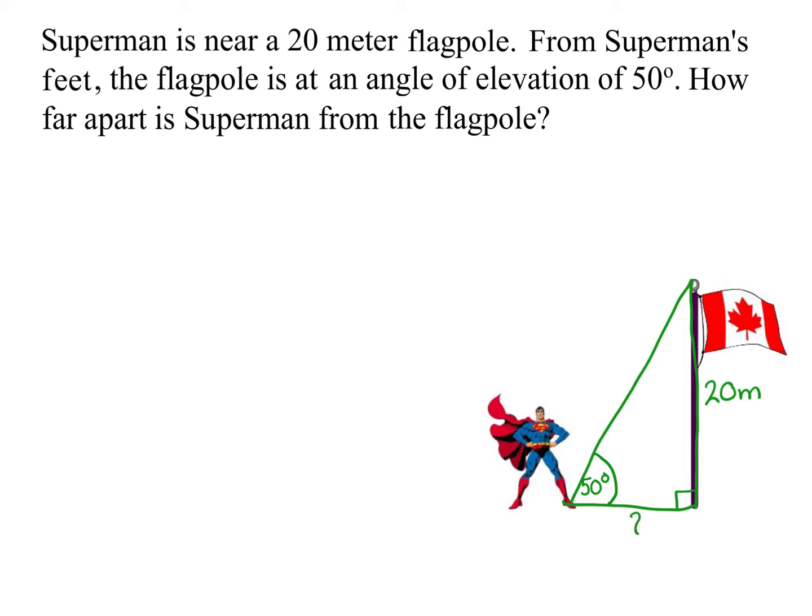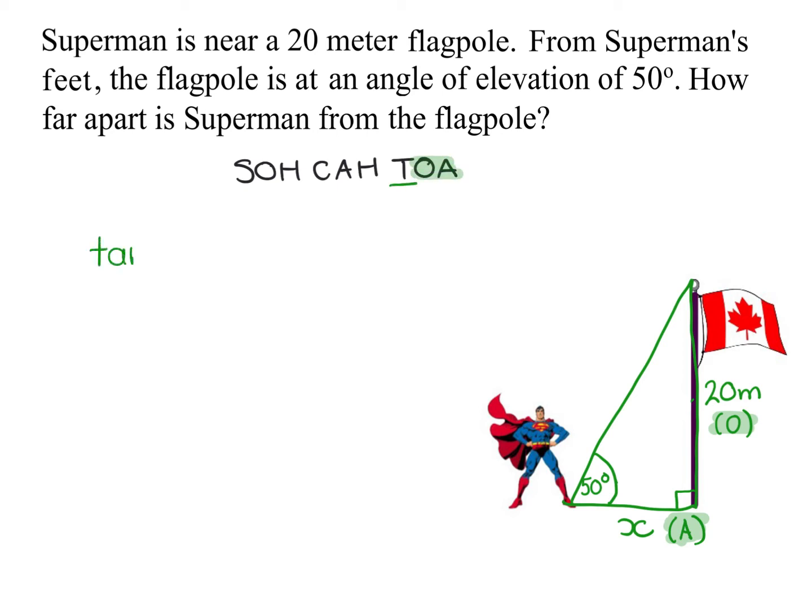So now we have to find how far he is from the actual flagpole. Since we don't know what number that is, we're going to label it as X. Okay, now let's label the two sides according to the angle 50 degrees. So this would be the opposite side, and the side that's right next to it would be your adjacent. Okay, so now let's write SOHCAHTOA. We have the O and the A, meaning we're going to have to use tan.